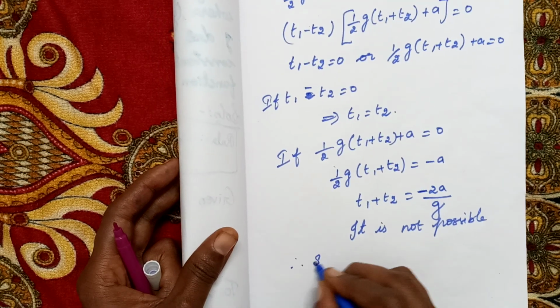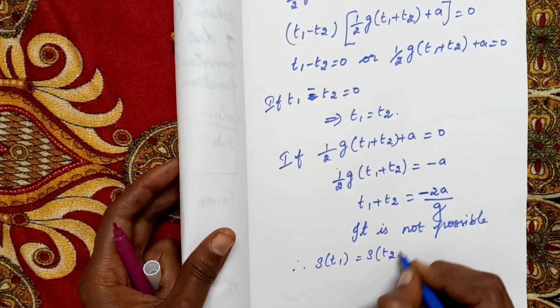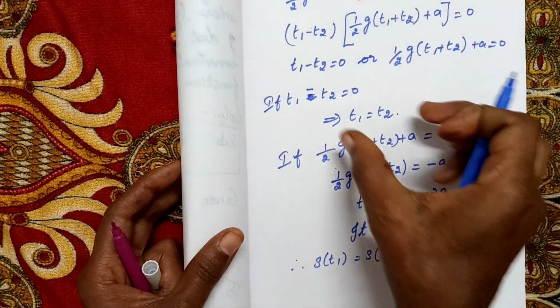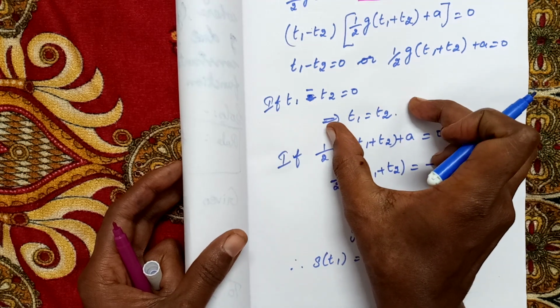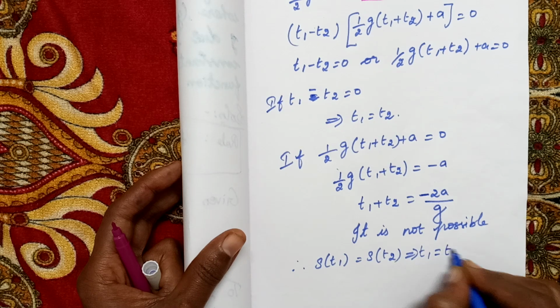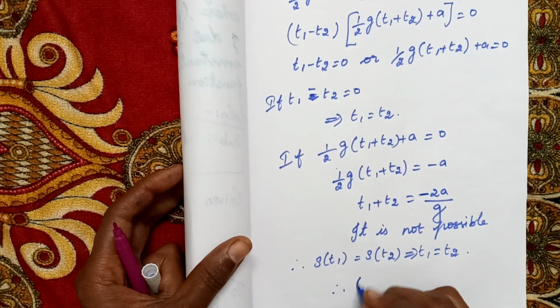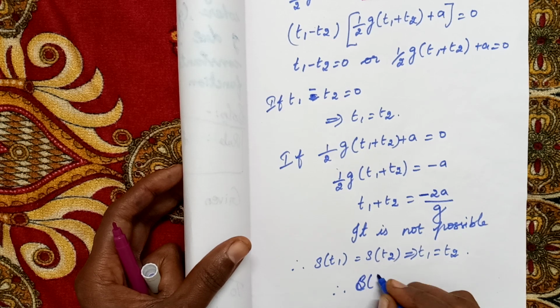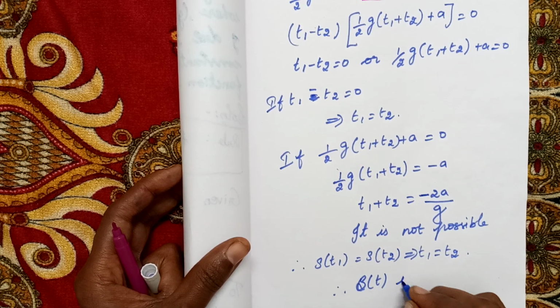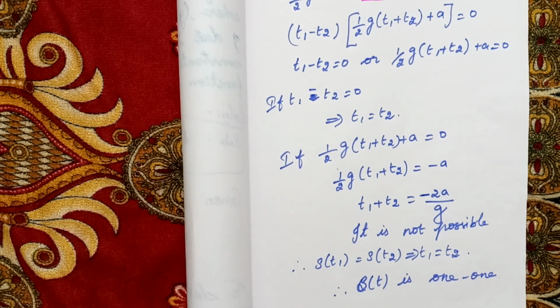Therefore, S of t1 is equal to S of t2 implies that, since this is not possible, we can take this one: t1 is equal to t2. Therefore, S of t is one-one. Clear, students? Shall I explain one more?